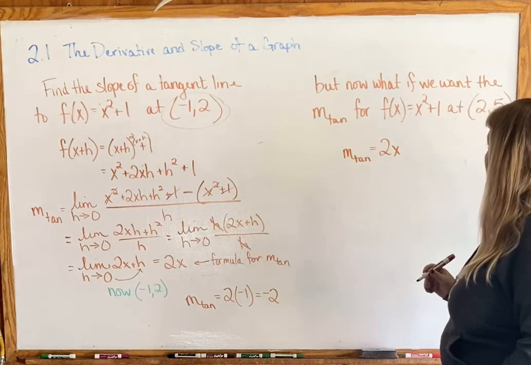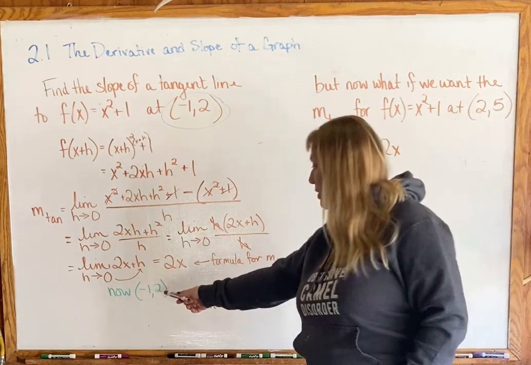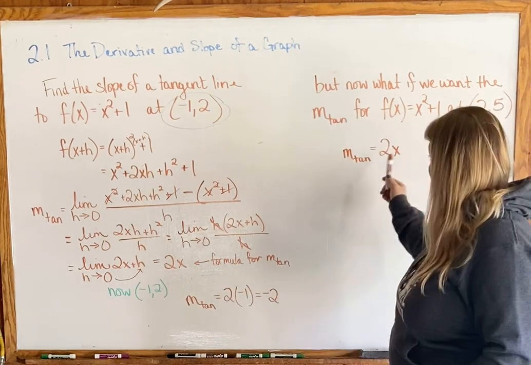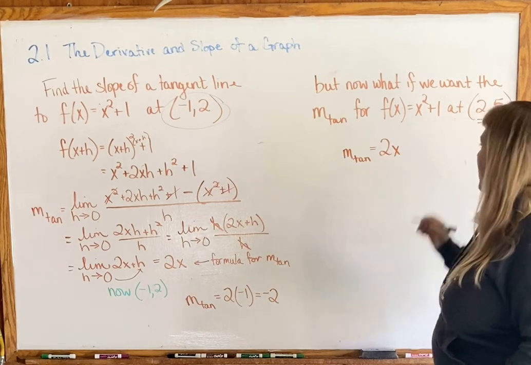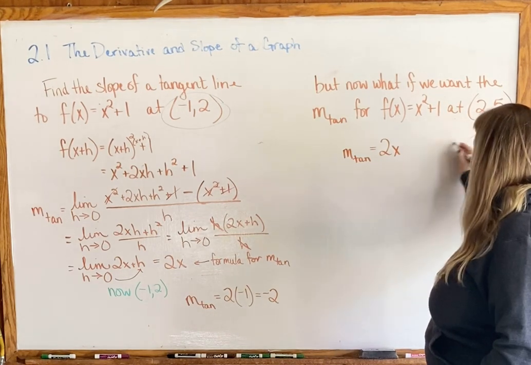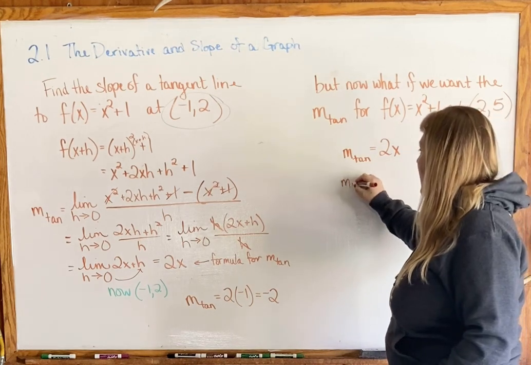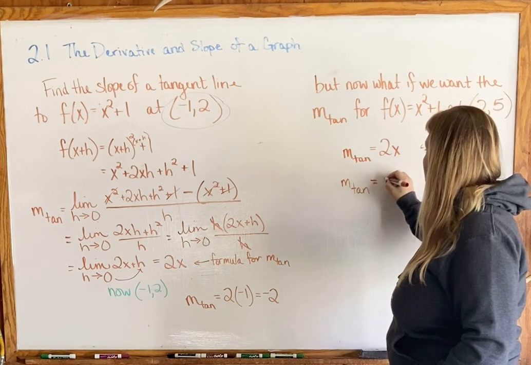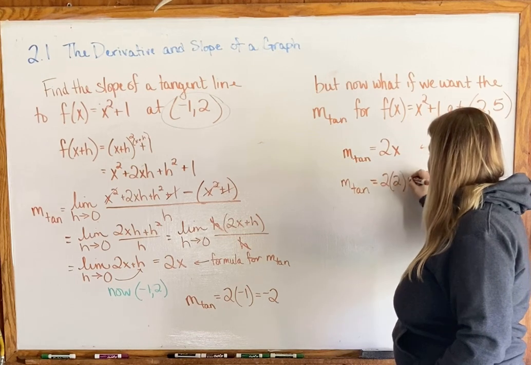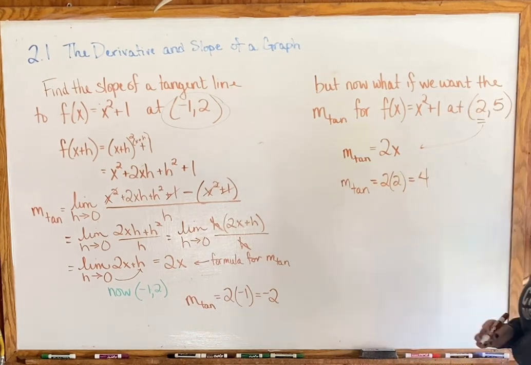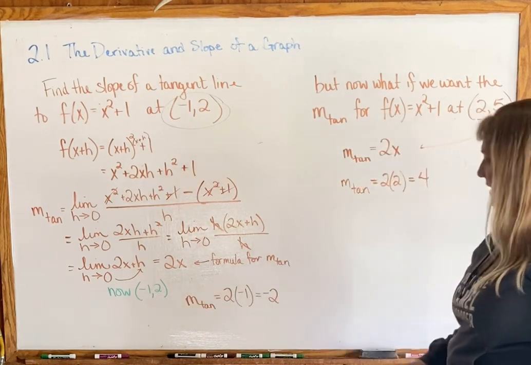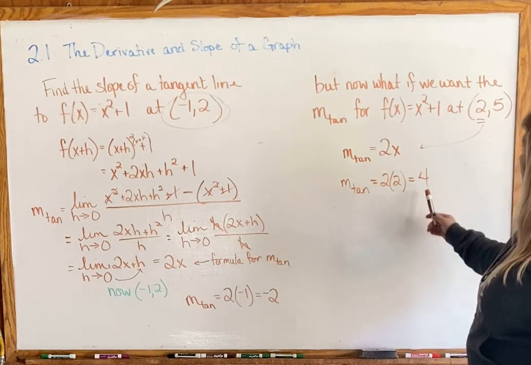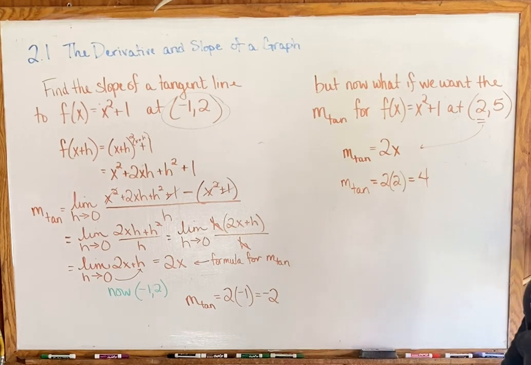What is going to change is that over here, we plugged in -1 because that was our x value. What are we going to plug in over here? This time our x value is 2, so that's going to come down here, and we'll say that the m tangent, slope of the tangent line, is 2 times 2, which is 4. So at this first point, -1, 2, the slope of the tangent line was -2, but over at this point, the slope of the tangent line is 4. But we didn't have to do all the hard work again.